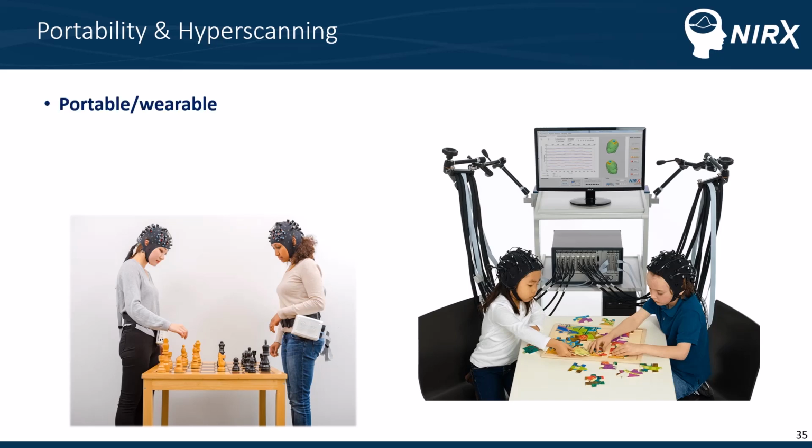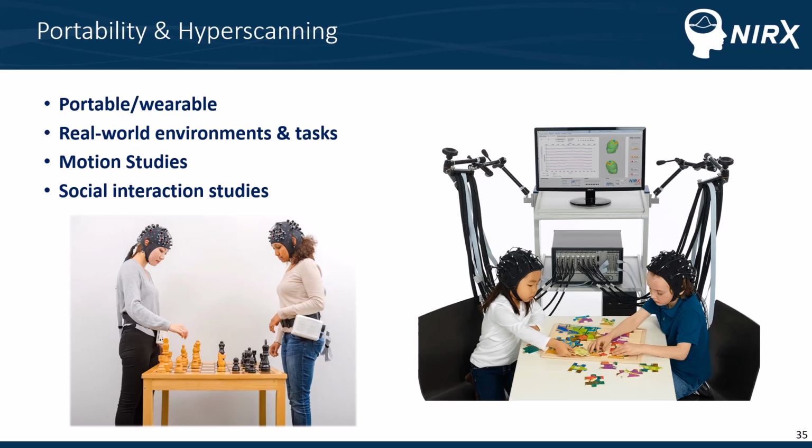Portability and hyperscanning. fNIRS devices can be portable and wearable, as our NIRSport 2 device is. You can study real-world environments and tasks using fNIRS. You can have studies that involve lots of motion, and you can have social interaction studies, where you're imaging two participants at the same time. Over here we've got two subjects wearing the NIRSport 2 imaging system, so this would be a hyperscanning study in a real-world environment with lots of mobility available. And over here we've got our lab-based NIRScout system. So we've also got a hyperscanning experiment going on here. There's limited motion, but the participants can still move around.